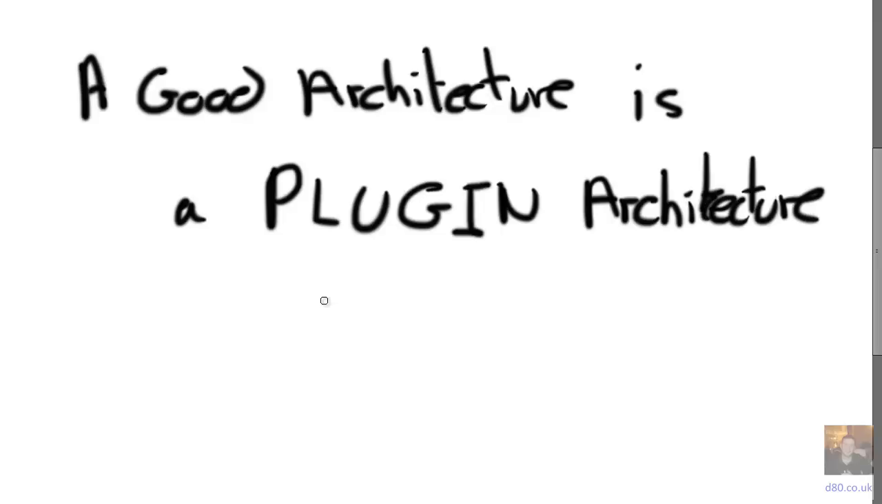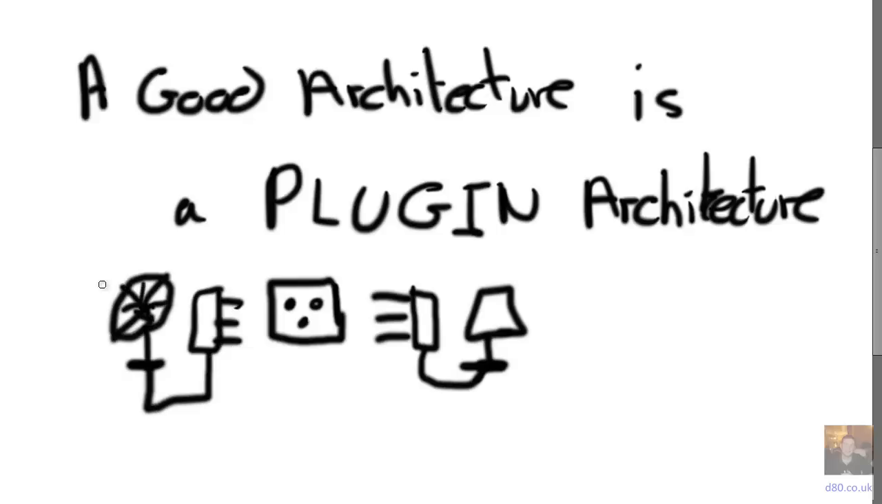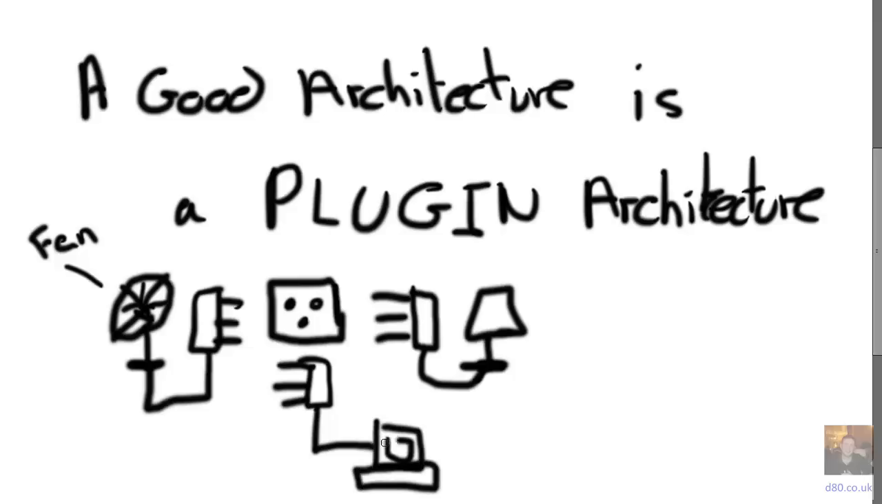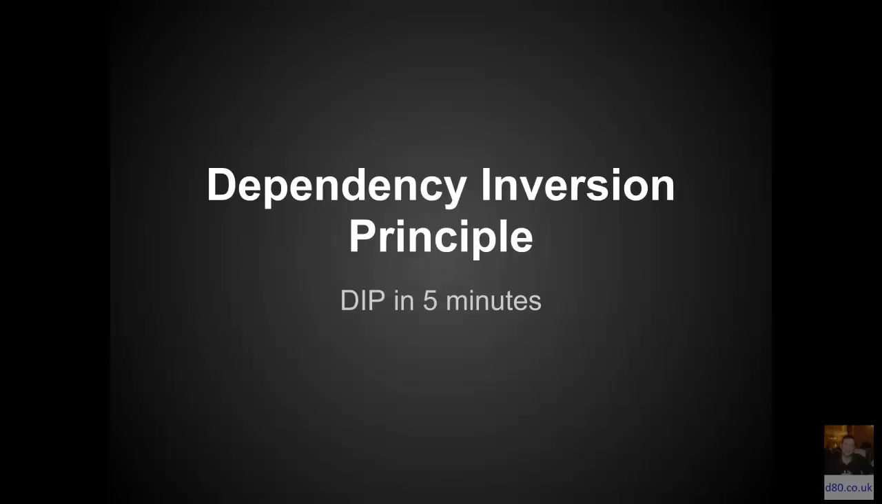So you can use an IoC container, but you still have not inverted your dependencies. Uncle Bob basically says a good architecture is a plug-in architecture. If you can imagine, we define our abstraction and then we can plug in a fan or a light or a PC. So that's what it's all about. Thank you very much.